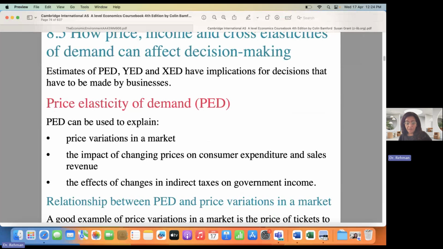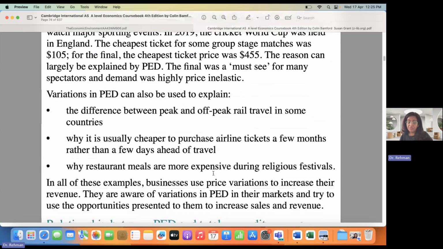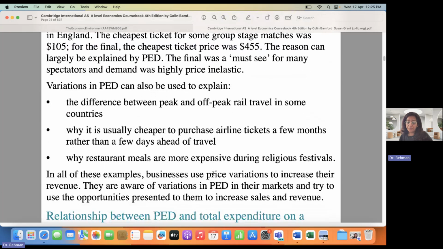Price elasticity of demand can be used to explain price variations in a market, the impact of changing prices on consumer expenditure, and the effect of changes in direct taxes from government income. I want you people to read it. This is a very self-explanatory paragraph. As I said, PED helps us understand the impact of our pricing decision on the revenue. What is happening? If I'm increasing the price, what will happen to the revenue? If I'm decreasing the prices, what will happen to the revenue? All of these answers help in understanding industries better.